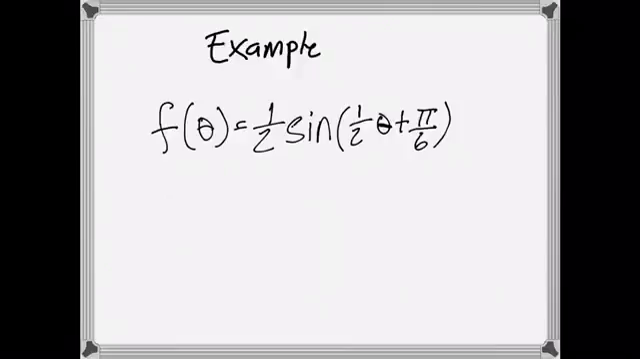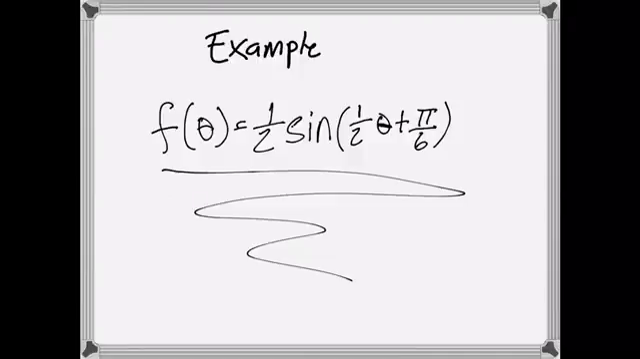For our final example, try solving and graphing this. F of theta equals 1/2 sine 1/2 theta plus pi over 6.